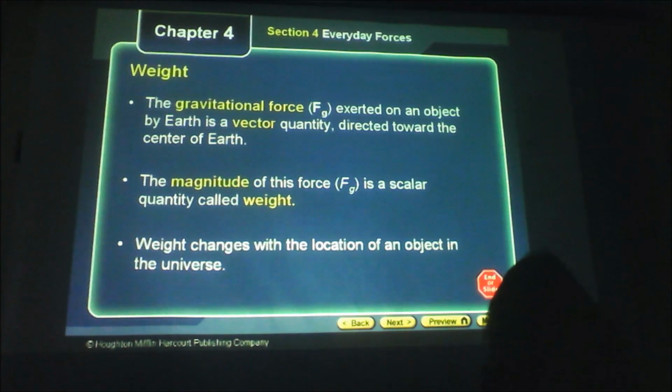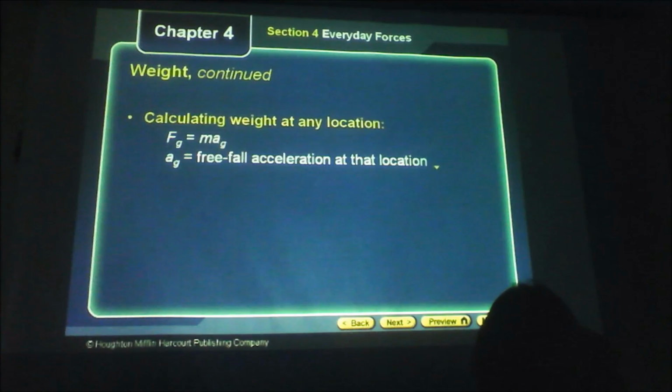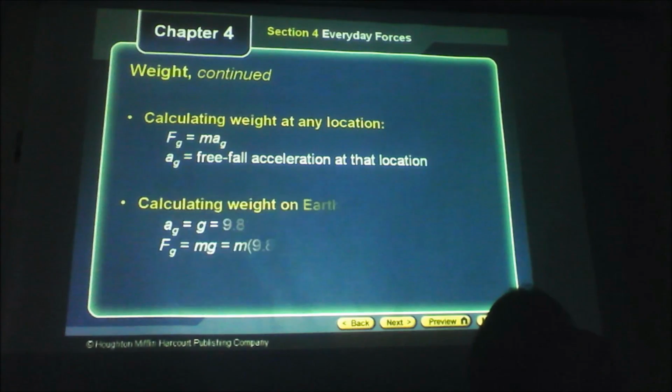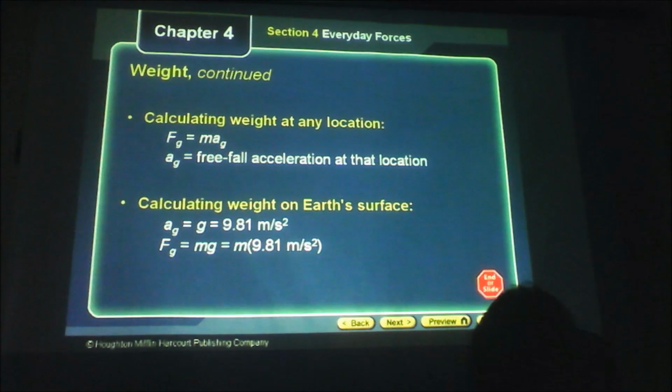So that's what they mean by weight changes. Your mass, however, doesn't change. You don't get less mass by going in outer space, just less weight. So calculating a weight at any location would be the mass of the object times the acceleration due to gravity at that location, or the free fall acceleration at that location. In the case of being close to the Earth's surface, it's 9.81 meters per second squared.